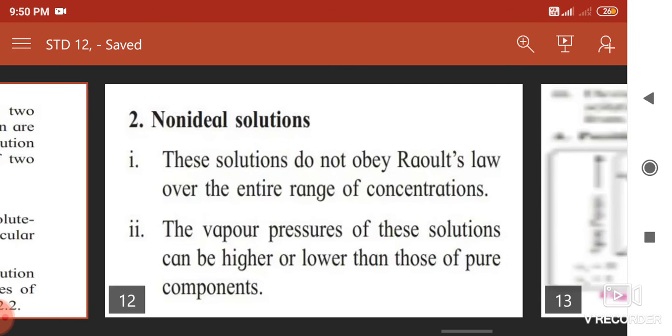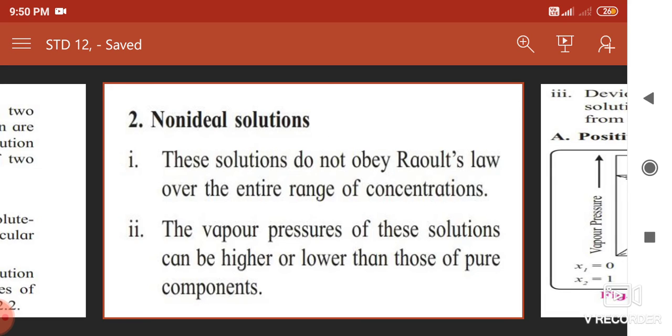Now let us see about the non-ideal solutions. These solutions do not obey Raoult's law over the entire range of concentration. The vapor pressure of these solutions can be higher or lower than those of the pure components.